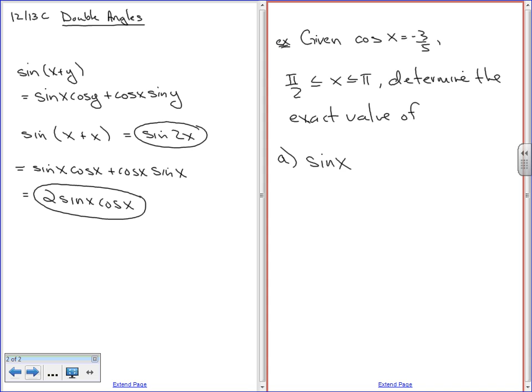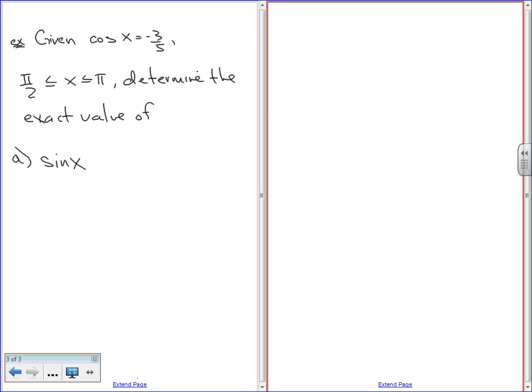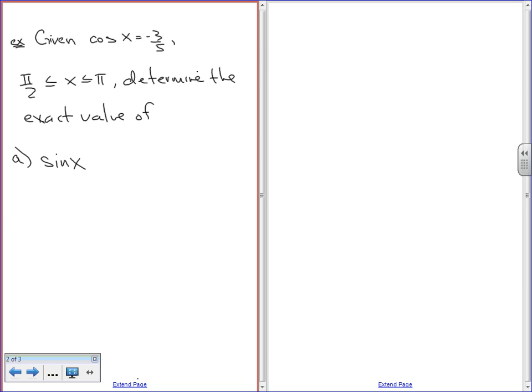Okay, so in order to figure out the value of sine x, I need to first draw my diagram that represents the situation. So first of all, you draw yourself a set of axes. And then you draw the terminal arm in the proper quadrant where x is. So what quadrant is angle x in? Second. So I draw my terminal arm in quadrant 2. And then I want to produce a right angle triangle. How do I produce that right angle triangle?